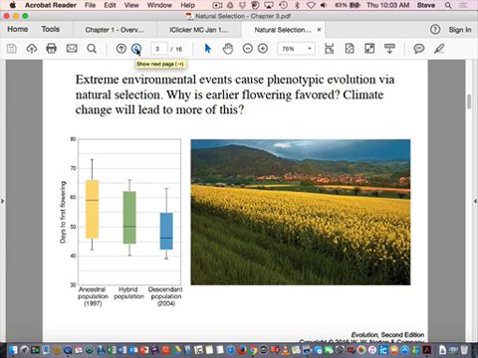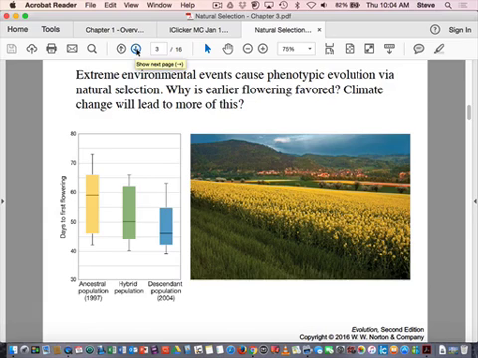So, okay. Are there any questions about that? Your book has much greater detail about how they did the experiment. This was all an experimental study, and it created some really good results.